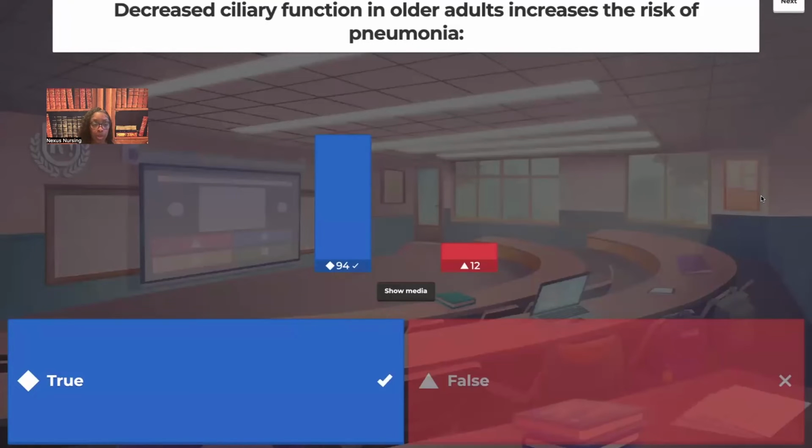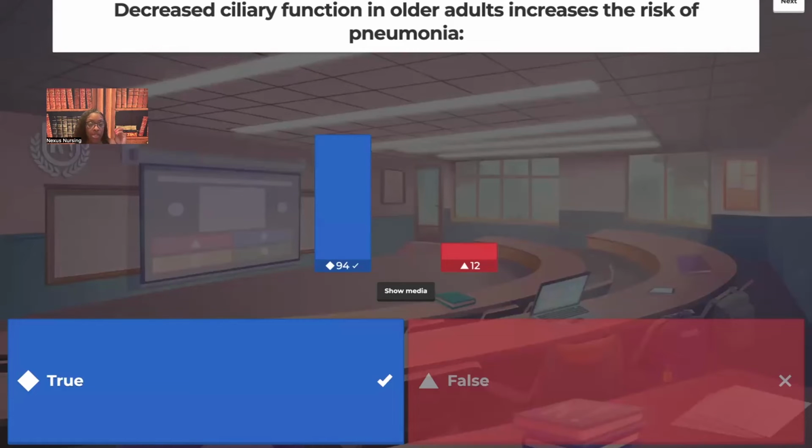But the correct answer is true, guys. Decreased ciliary function absolutely does increase the risk of pneumonia because you got to think about the function, the ciliary action. It helps move all that stuff out of the lungs, right? Because we're talking about the lungs right now.